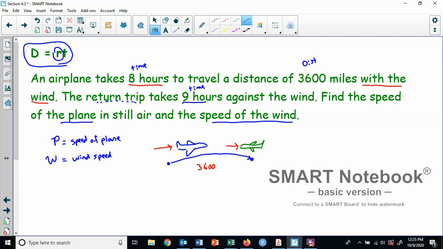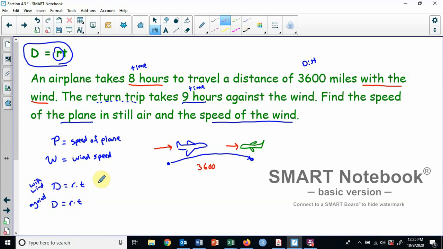So here's what we're going to look at. We are very aware that distance equals rate times time. And I'm going to have two equations, so I need to have one for with the wind, and I need to have an equation for against the wind, the other trip. So our two trips, with and against, and that's going to also be distance equals rate times time. And let's see if we can write these.